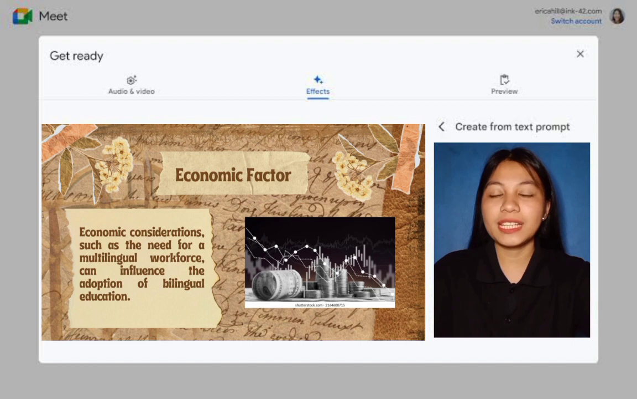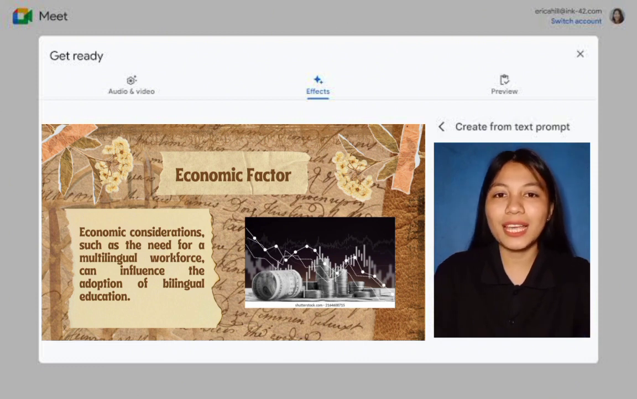The next factor is the economic factor. Economic considerations, such as the need for a multilingual workforce, can influence the adoption of bilingual education. Bilingual education seeks to improve individuals in bilingualism so that they can contribute to economic growth and international competitiveness by facilitating communication and trade across linguistic borders.